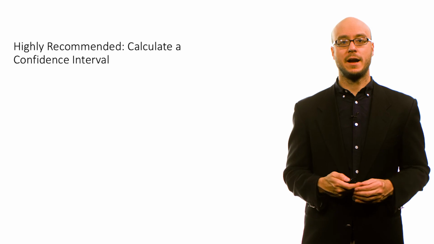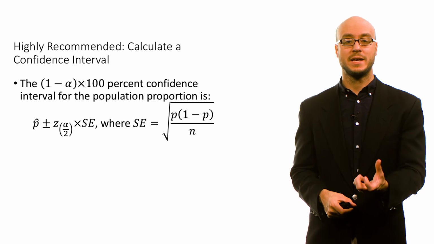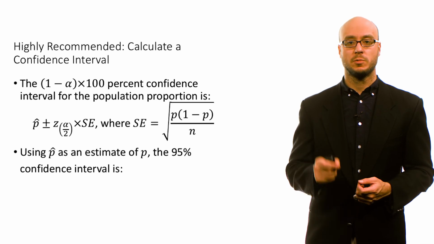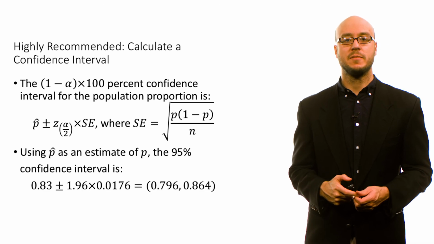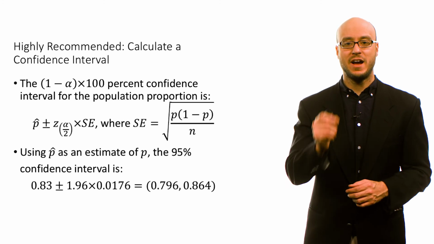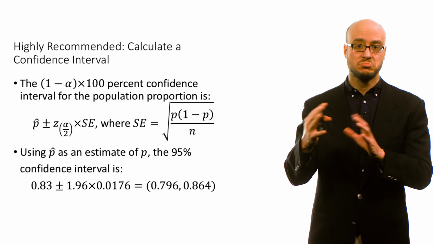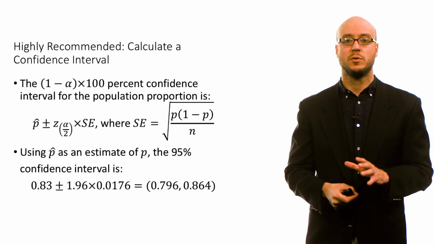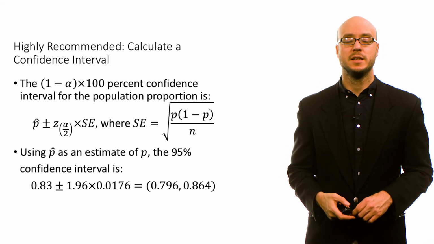I also recommend that we calculate a confidence interval. A 1 minus alpha times 100% confidence interval for the population proportion can be calculated by taking p hat plus or minus z alpha divided by 2 times the standard error. We're going to use p hat now as an estimate for p when we calculate the standard error, and the 95% confidence interval is simply 0.796 to 0.864. So we're 95% confident that the true proportion of the population is somewhere in that interval, roughly 79.6% to 86.4%.